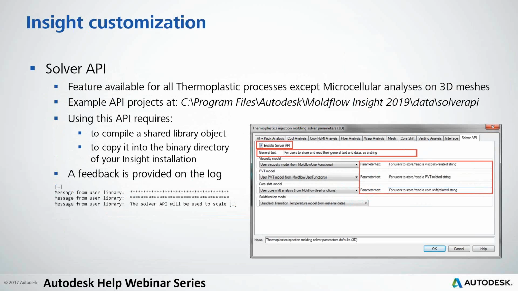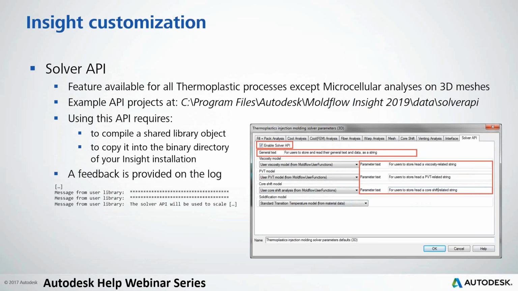Then the Solver API, this is a little tougher thing that is probably not intended for the normal user of Moldflow. It's more for a research organization, so really, really large companies. What we can do here is modify or introduce some pieces of code inside of the solvers of Moldflow. This, nevertheless, could only be done for thermoplastic processes, except the microcellular, so Muscle and CBA, on 3D meshes. It's not working on dual domain or mid-plane.